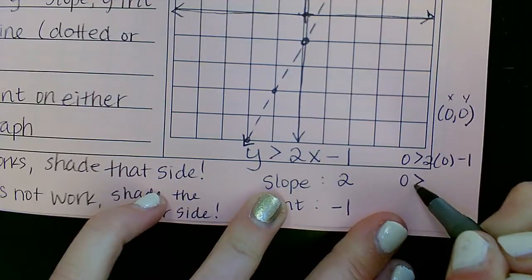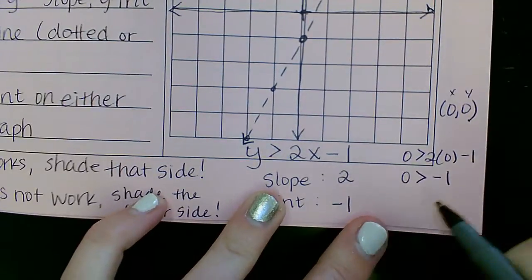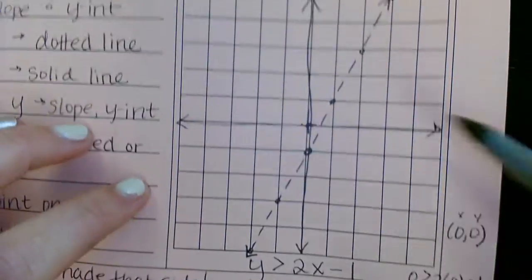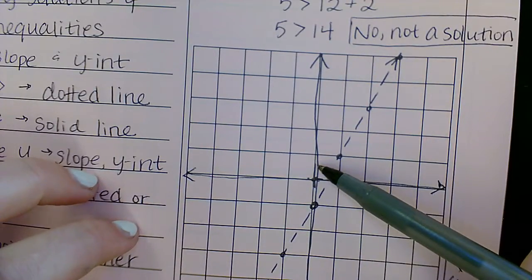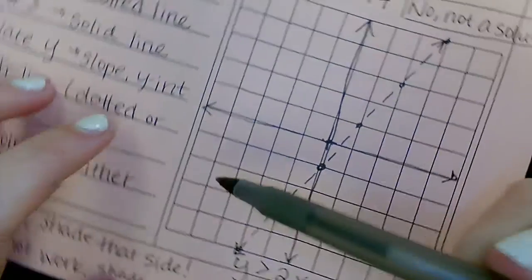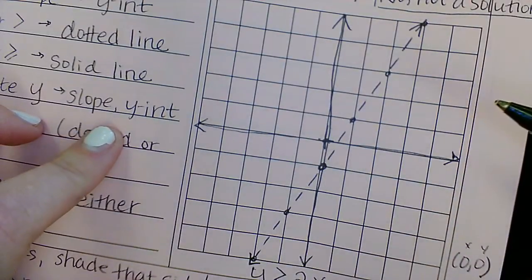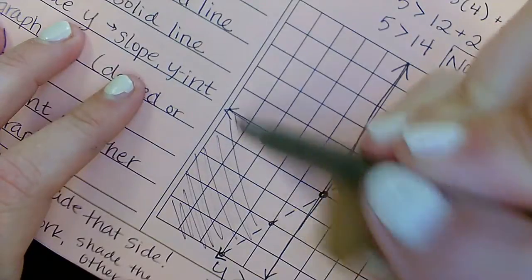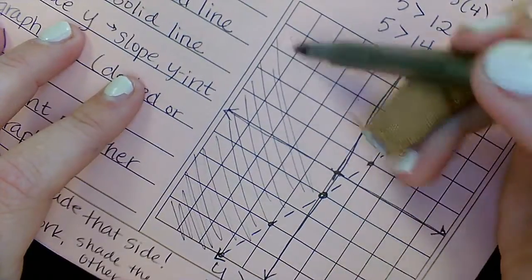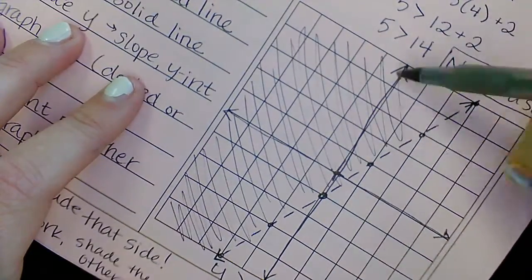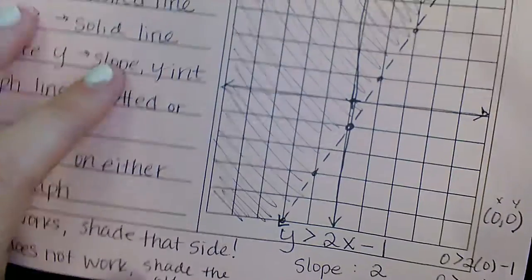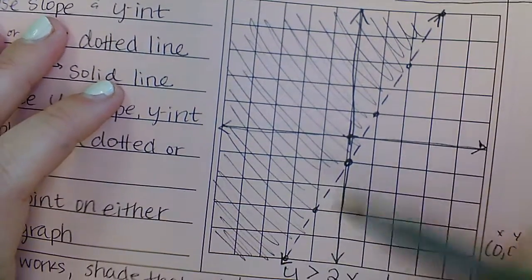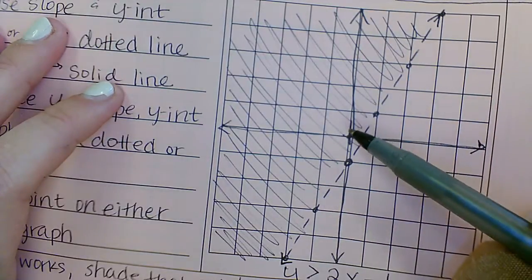I'd have 0 is greater than -1. Is 0 greater than -1? Yes. So the side that point is on, I'm actually going to shade this entire side. It doesn't matter how you shade it. I usually do lines kind of going away, and you'll see why later. The point is, we are shading this side of the line because I tested a point and it made sense.